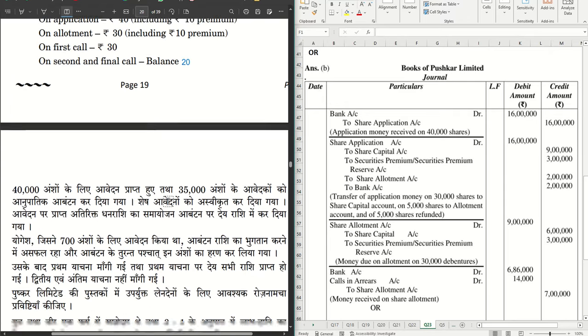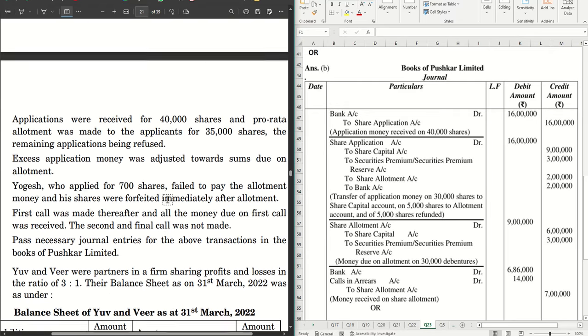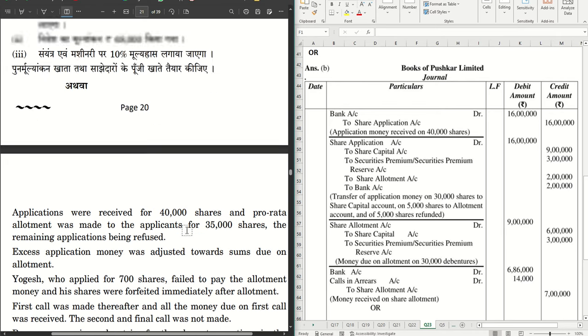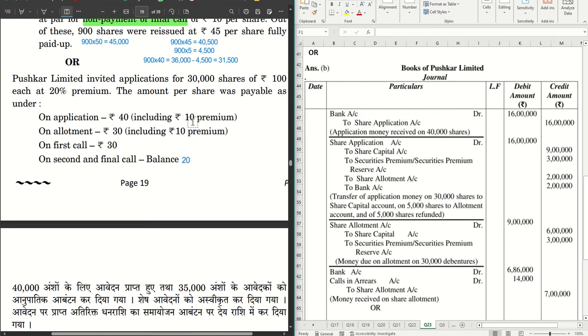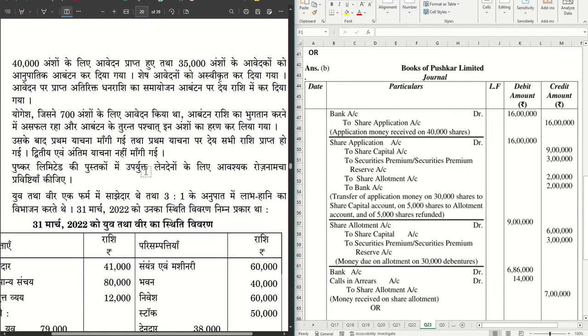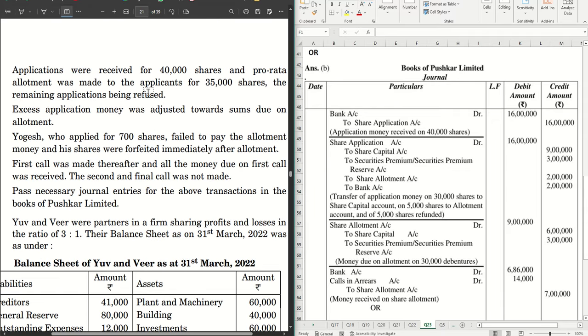All right, let's move on to the second part of this question, the continuation. Applications were received for 40,000 shares and pro rata allotment was made to the applicants for 35,000 shares. How many shares is the company issuing? Let's have a look quickly. 30,000 shares the company is issuing at 20% premium. So that means the 5,000 applications were rejected. As you can see, 5,000 were rejected. So their money will be refunded. 5,000 is the number of shares here.